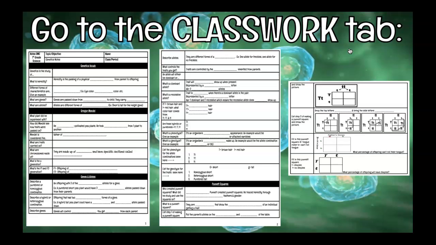All right, so if you will, go to the classwork tab in Google Classroom and get out your Cornell Notes template so that we can fill it in. Remember that the highlighted words in the presentation are the words that go into the blanks of your notes.